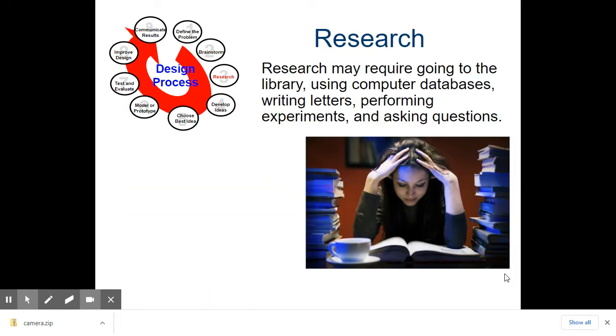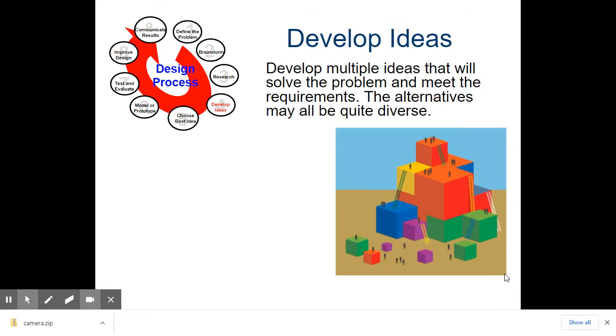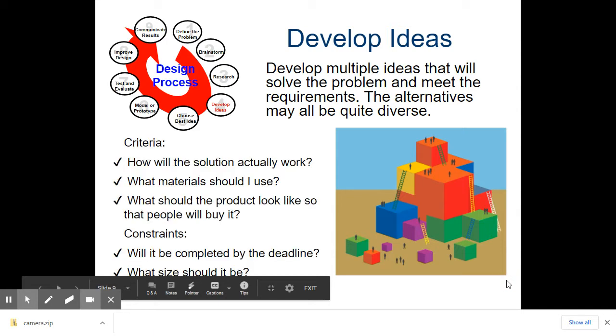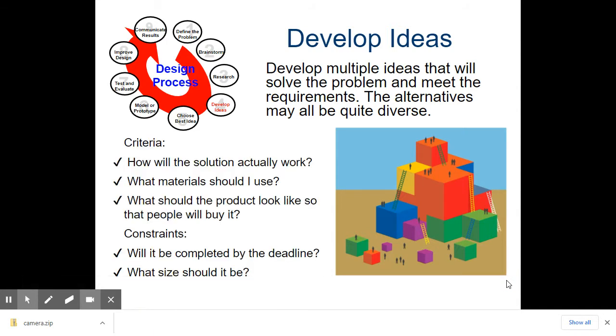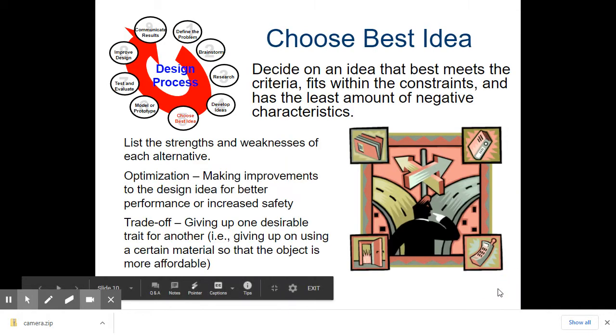And coming up with some different ideas. Researching could be anywhere from asking questions to doing a Google internet search, things like that. Developing your ideas. Lots of people are going to have different ideas, and that's a good thing. You want people to bring their own ideas to the table. Maybe you can combine a few of those ideas together. How is it going to actually work? Okay, what constraints did you use and did you meet?